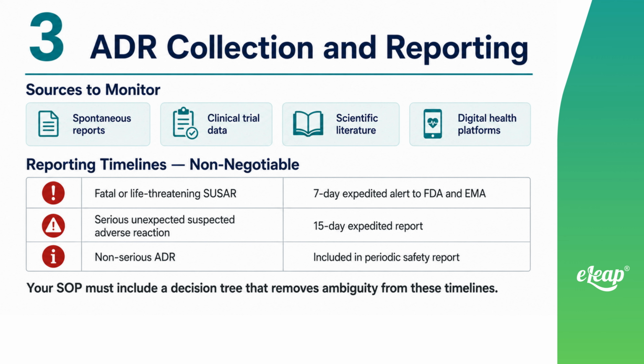For serious unexpected suspected adverse reactions, or SUSARs, the FDA requires expedited 15-day reports. Fatal or life-threatening SUSARs require 7-day alerts. Your SOP should include a decision tree that removes ambiguity from these reporting timelines so your team acts correctly every time.